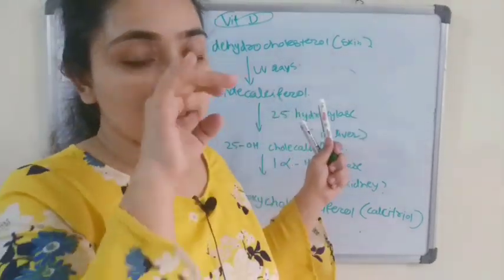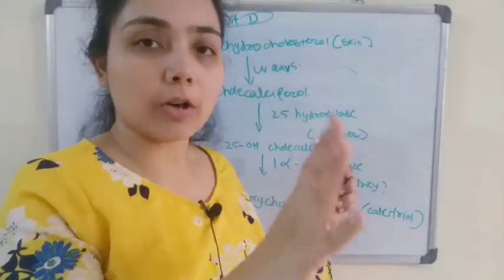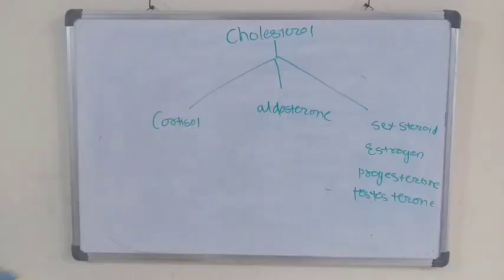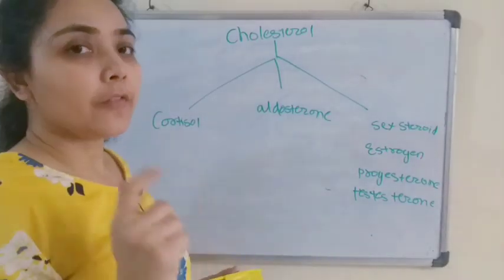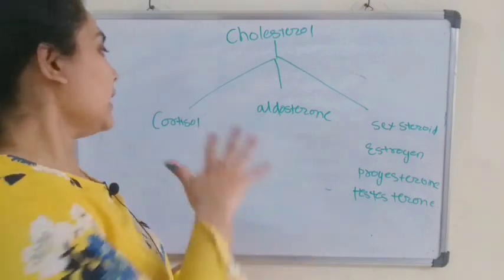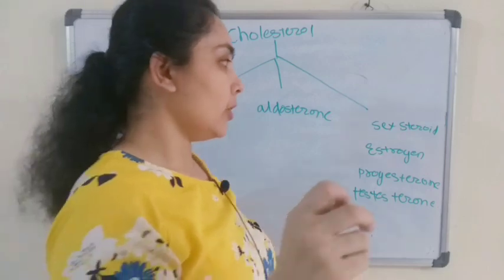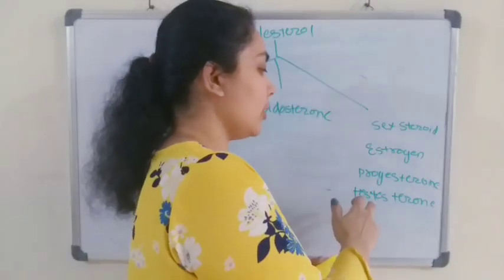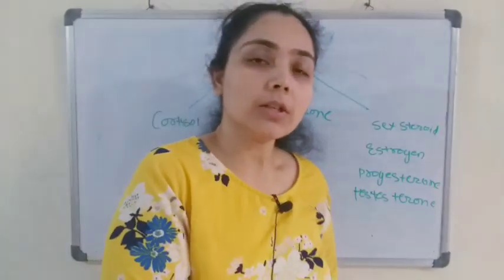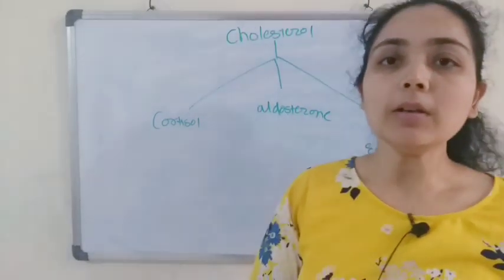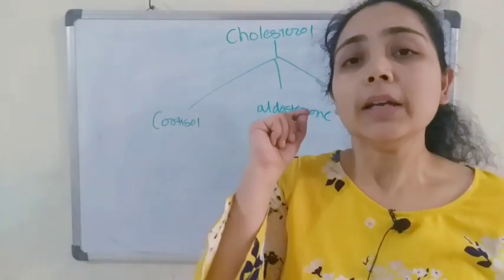Now we will discuss the synthesis of various steroid hormones. Cholesterol also acts as a precursor for various steroid hormones like cortisol, aldosterone, and various sex steroid hormones like estrogen, progesterone and testosterone. So this is all about the degradation of the cholesterol. Very shortly we will repeat.